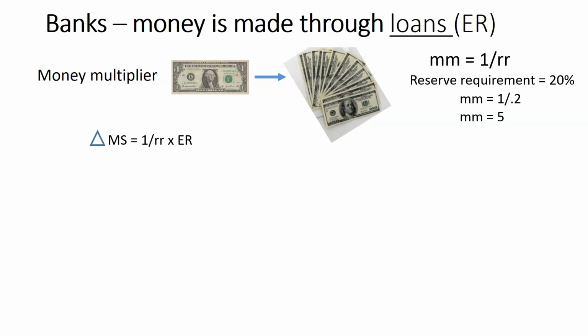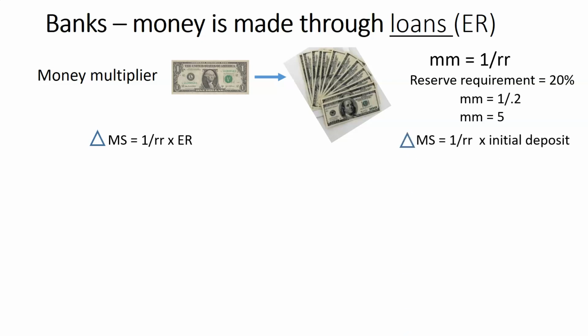There are different categories that I want to look at when we're looking at these different problems. One would be about a change in the money supply. When we talk about how to calculate a change in the money supply, you're using the equation of 1 over the reserve requirement times the excess reserves, because again, money is made through loans. The other way that you could calculate the change in money supply is by taking that 1 over the reserve requirement times the amount that they deposit, and then subtracting out the initial deposit. In the examples that I'm going to do, I'm going to use the first equation: 1 over the reserve requirement times excess reserves.